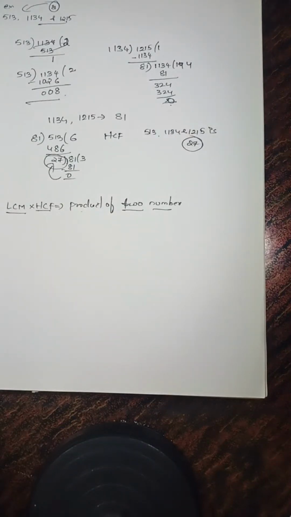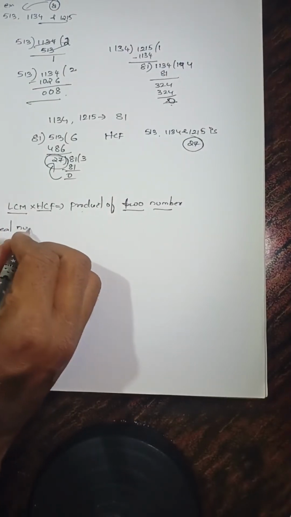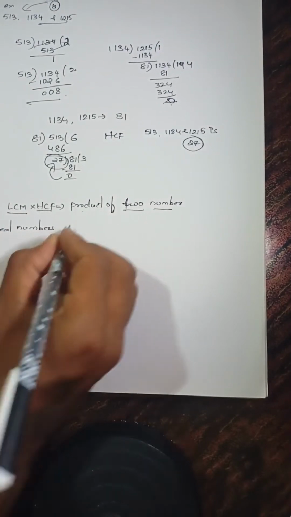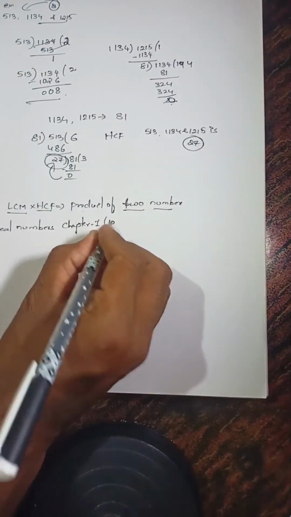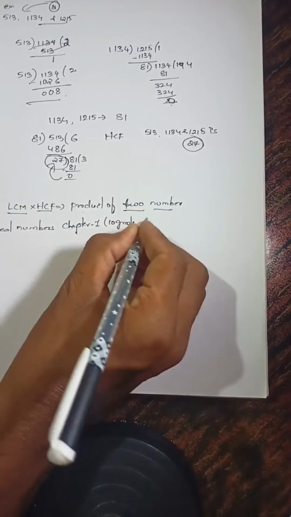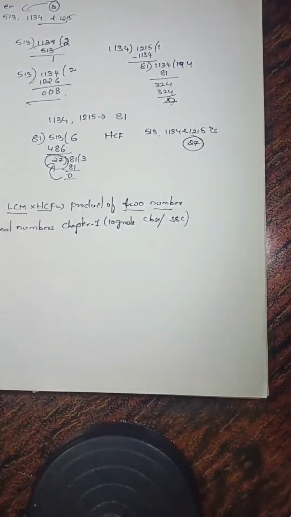This is also very important for examination purposes. This comes in Real Numbers, the first chapter, chapter 1 in 10th class, both for CBSE as well as SSC. Product of two numbers is equal to LCM into HCF.